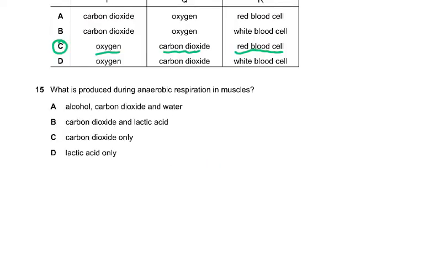Question number 15. What is produced during anaerobic respiration in muscles? That's a mistake which many students make, thinking there's carbon dioxide being produced. Anaerobic respiration in yeast produces carbon dioxide, but in muscles there is no carbon dioxide. So any answer with carbon dioxide was wrong. That is why the only answer is D, that lactic acid is produced. Carbon dioxide is only produced in anaerobic respiration in yeast.